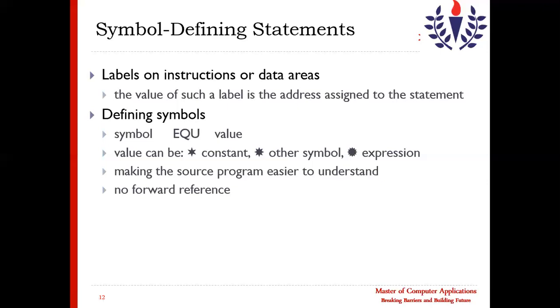So most assemblers provide an assembler directive, EQU, which is used to specify symbols and their values. This statement defines the given symbol. If I write it like this, it will define a symbol by assigning it a value. What are symbols? These are labels on instruction or data areas. This is my instruction, but I am giving one label to it.